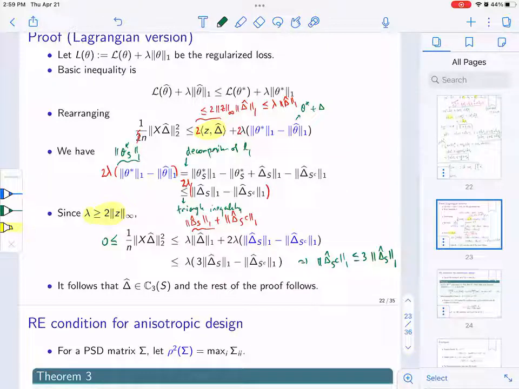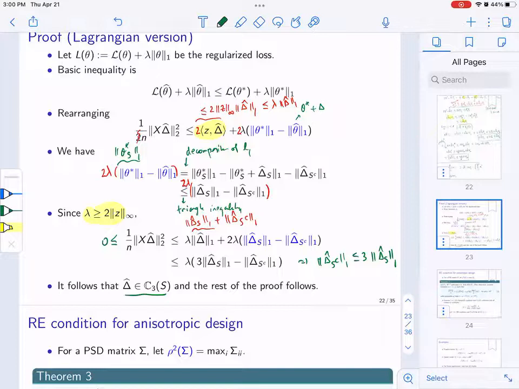And so I have delta hat S complement L1 is bounded by 3 times. So this means that delta hat is in the C3 cone. Okay, and then the rest of the proof follows similarly. Because I have this, I actually can drop this now because this is a negative term. I can drop it. I get that this is bounded by lambda 3, this guy.